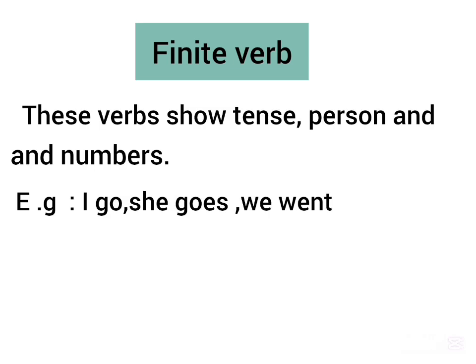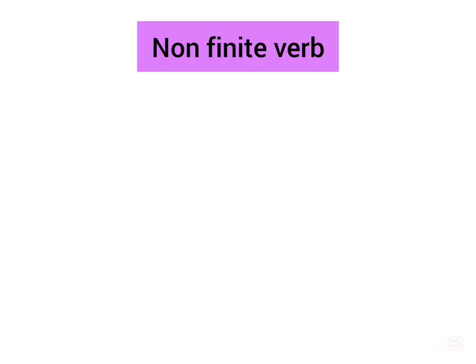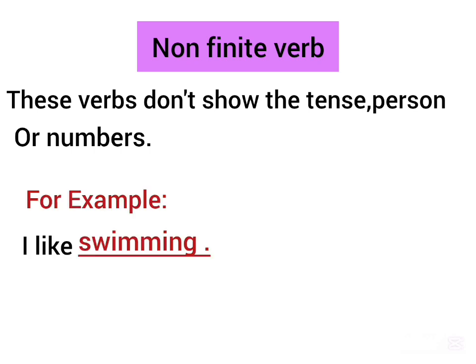Finite verb. These verbs show tense, person, and number. For example, I go, she goes, we went. For example, she has gone to school. Non-finite verb. These verbs don't show tense, person, or number. For example, I like swimming.